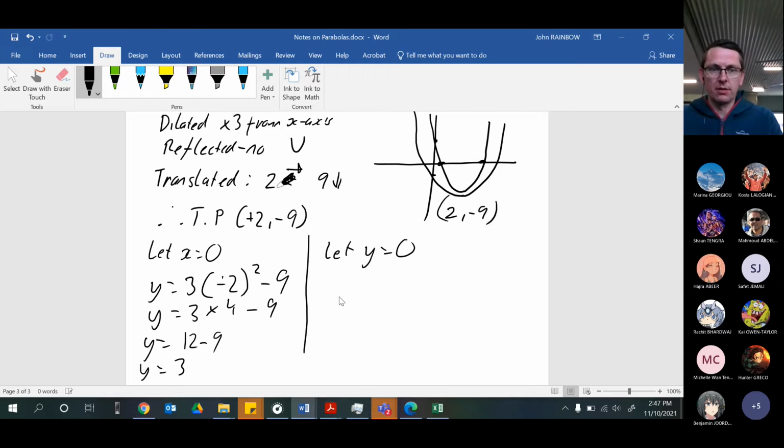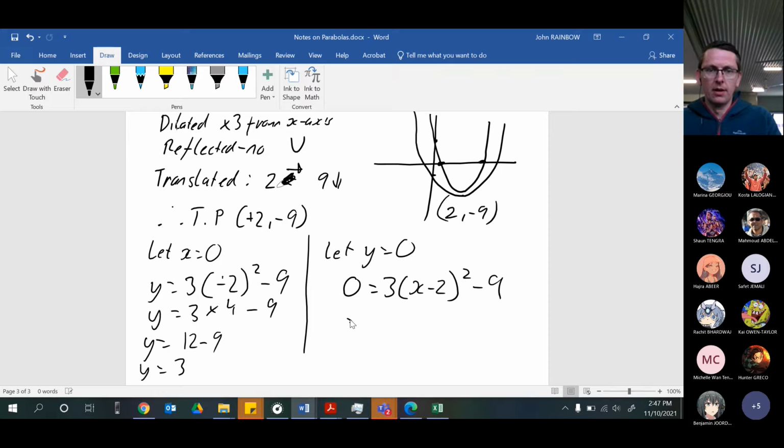Because we always let y equals 0 to find it. Same thing with the straight lines. So we've got 0 equals 3 bracket x minus 2 all squared minus 9. Now, normally you get better numbers like this to work with, trying to find x-intercepts. We're going to add 9 to both sides.